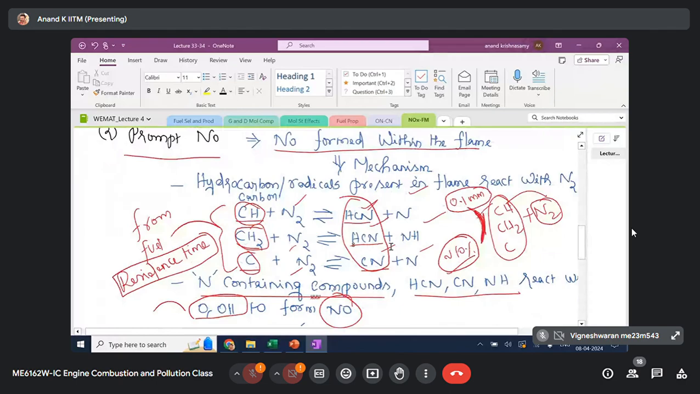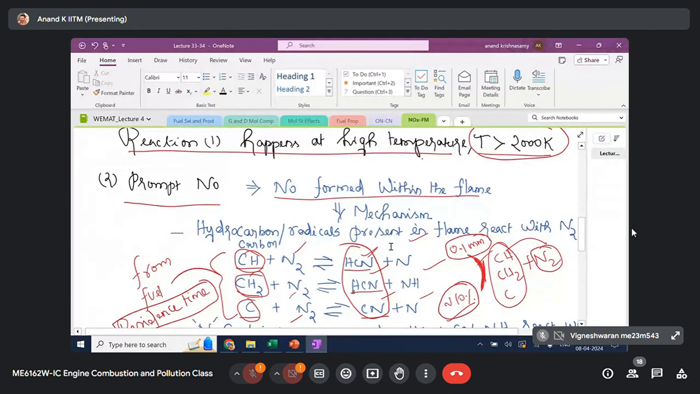So for prompt NO, the NO is forming within the flame, okay? Within the flame, that is how it distinguishes from the previous one, thermal NO. So you have a flame formed, this is a chemical reaction zone. Within the flame, what you will have is several radicals. Radicals are formed from the fuel. Fuel as such is stable. When combustion happens, the fuel breaks down and forms several radicals.